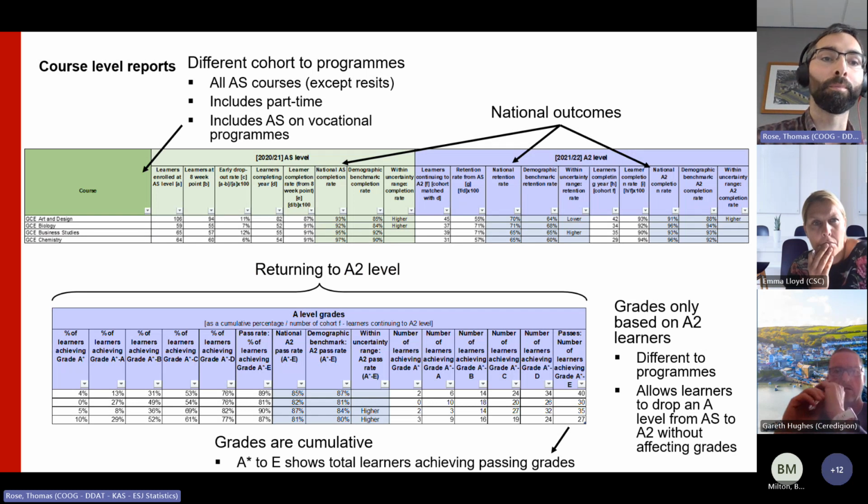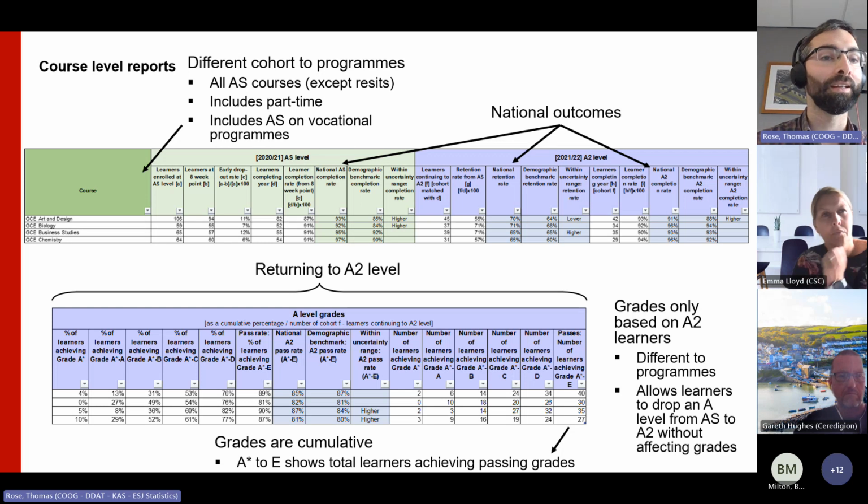So finally, those were all the program measures. We also have information on the courses. The courses work a little bit differently. We show all of the courses taken, whatever program they're taken as part of. So if you did an AS course in a part-time program or as part of a vocational program, it's still going to show up on these reports.